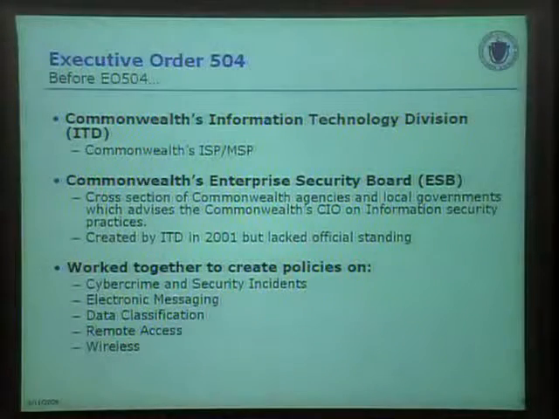The other part of this was the Commonwealth Enterprise Security Board. It was set up in 2001. It was created by ITD, but kind of lacked official standing. It's a cross-section of Commonwealth agencies and authorities, and local governments. Basically, they advise on security practices, and it's a giant powwow. I believe it meets every month to discuss where we are, policies, and make recommendations on how the Commonwealth can become more secure. The ITD and the ESB work together to create policy on cybercrime and security incidents, electronic messaging, data classification, remote access, and wireless policies, among many other things.